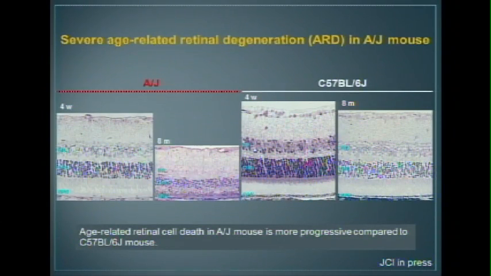So the retinal cross-section of A/J at 8 months old shows severe photoreceptor cell death and, simultaneously, pathological change of RPE cells, in contrast to 1 month old A/J here. Conversely, B6 mouse showed very mild age-dependent changes at 8 months old compared with a 4 weeks old mouse.